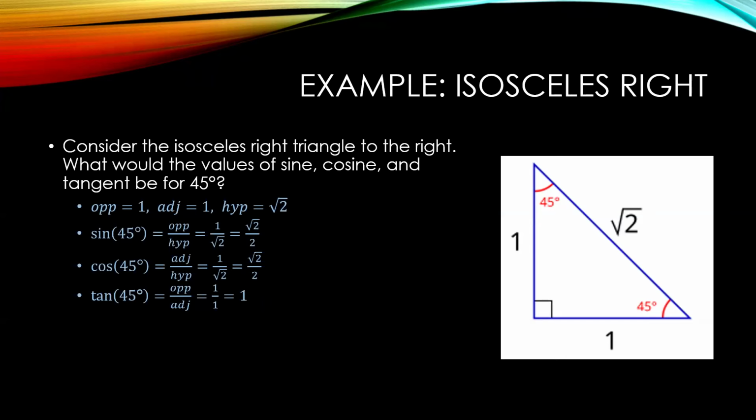Well, we can calculate that without too much trouble. For a 45-degree angle, the opposite and adjacent are both 1, and then the hypotenuse would be the square root of 2. And so the sine and cosine are both going to be 1 over root 2, which we often rewrite as root 2 over 2, because you just want to rationalize it and make it so we can do math with it a little nicer. And then the tangent is the opposite over the adjacent, which is 1.